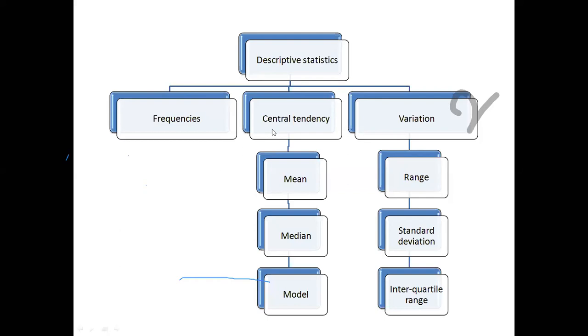Then you can calculate two kinds of summary statistics. One set of summary statistical methods is called measures of central tendency. The other set is called measures of variation, right? So under central tendency, you have the mean. The most commonly used is the arithmetic mean, where we take an average, we just sum up the values and divide by the total number.